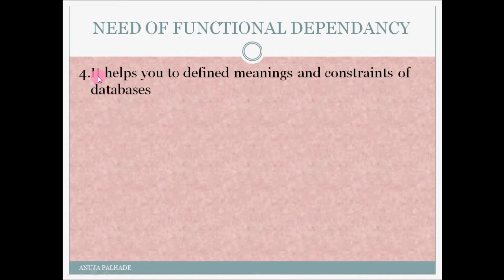Now the fourth one: it helps you to define the meaning and constraints of the database. We can easily find out the meaning of the database through its functional dependencies, and we can even know about the constraints of the database also.